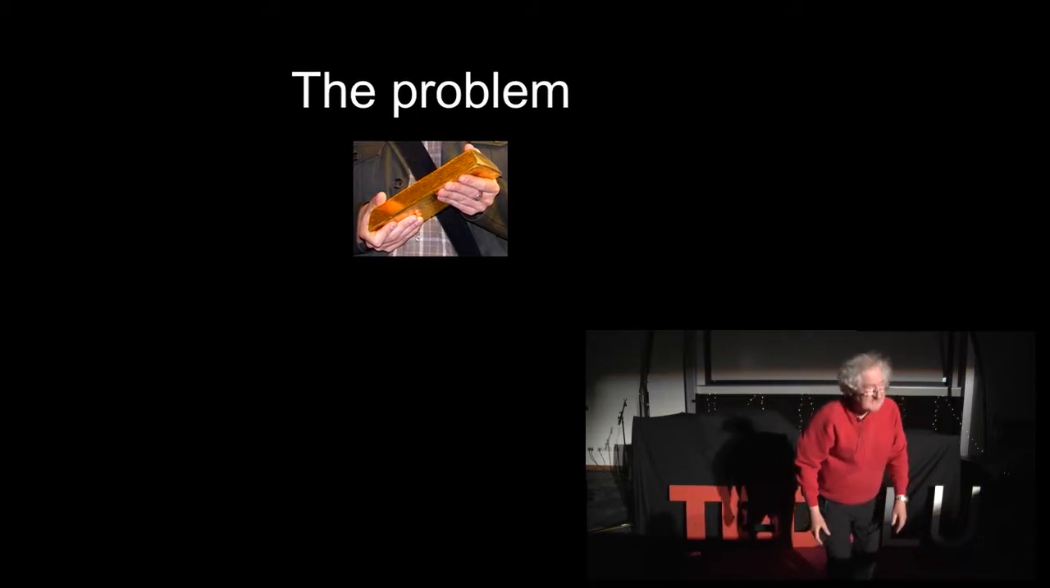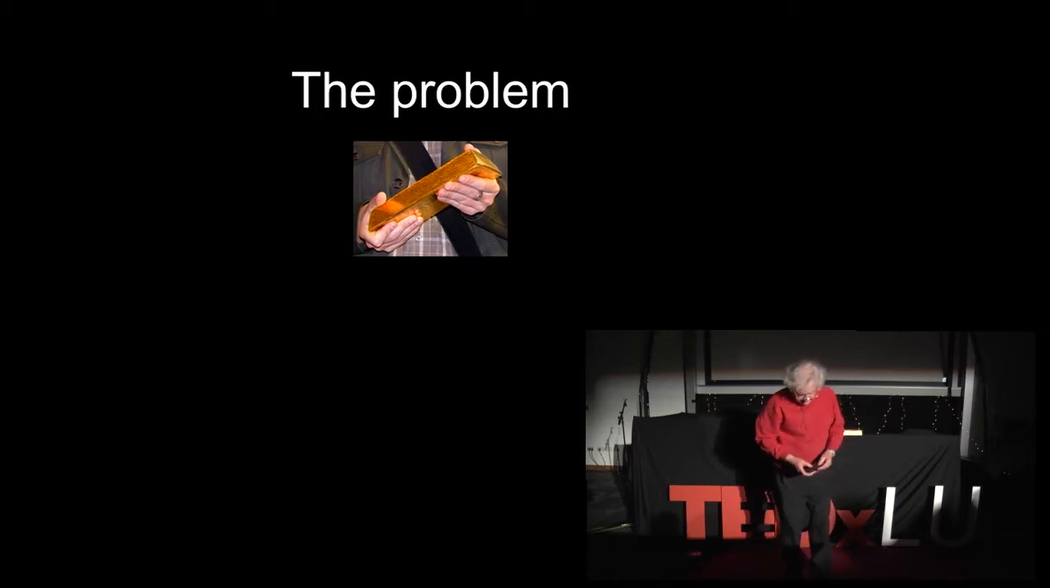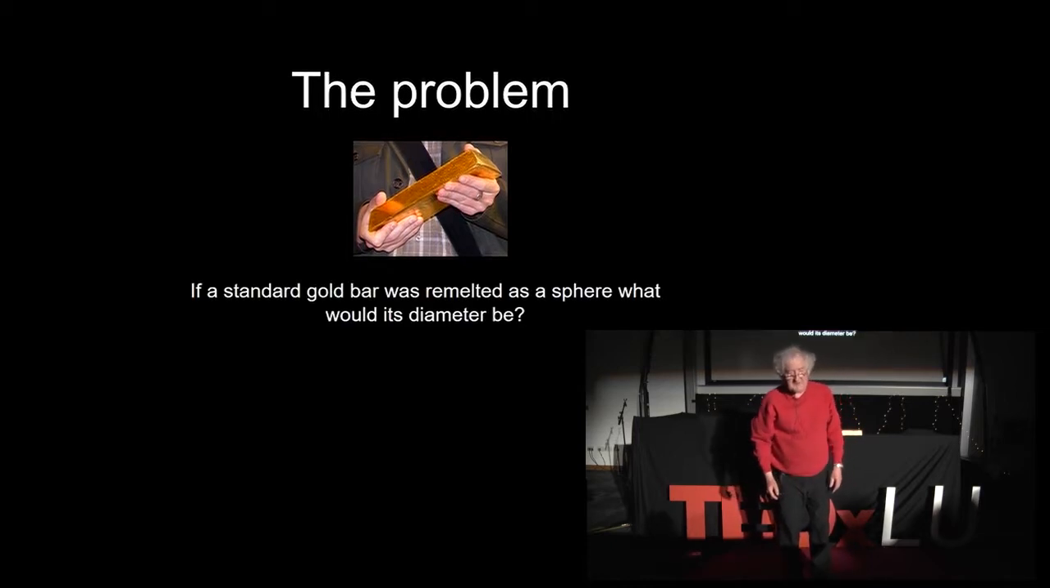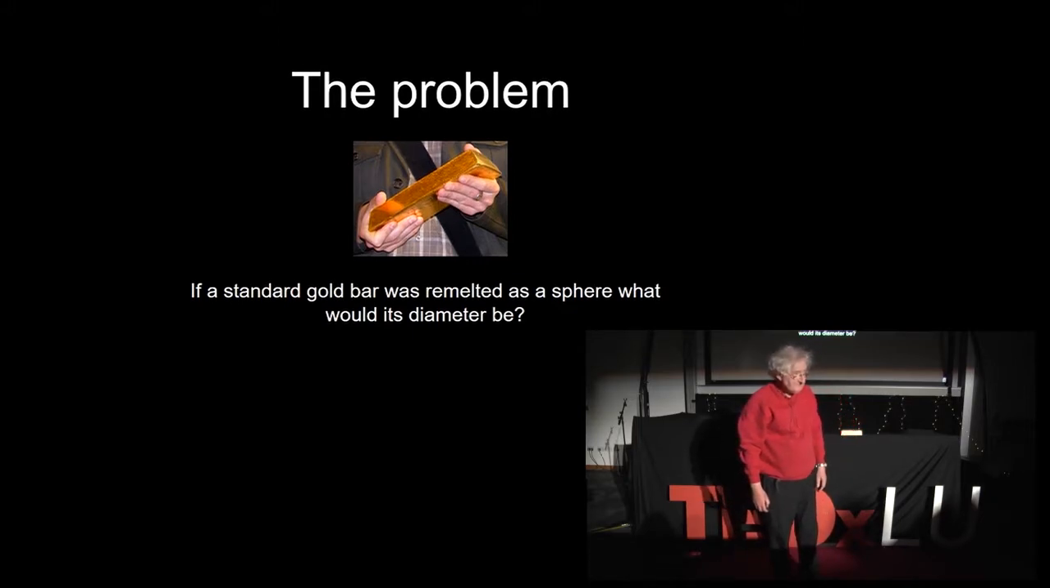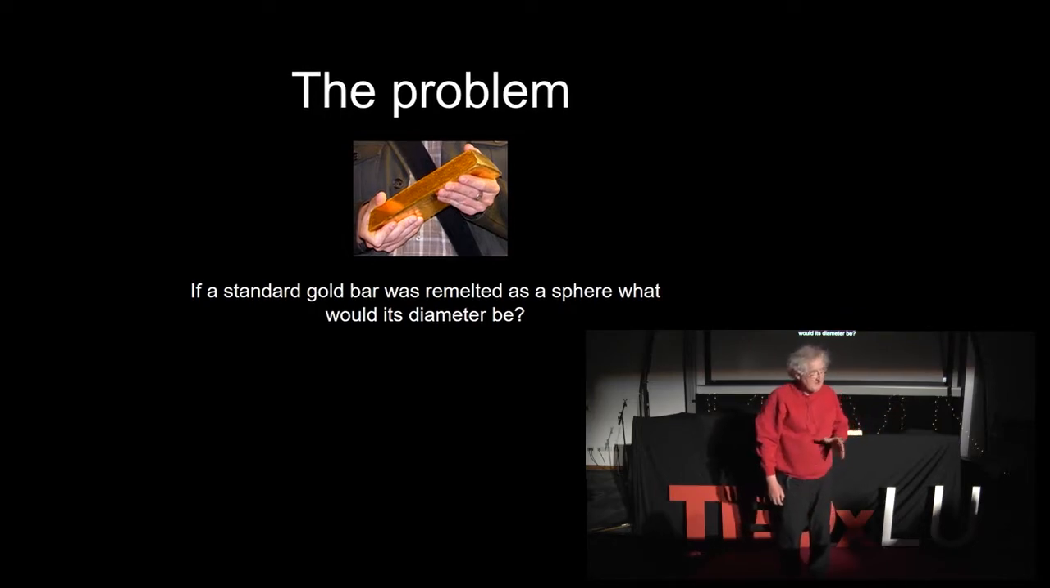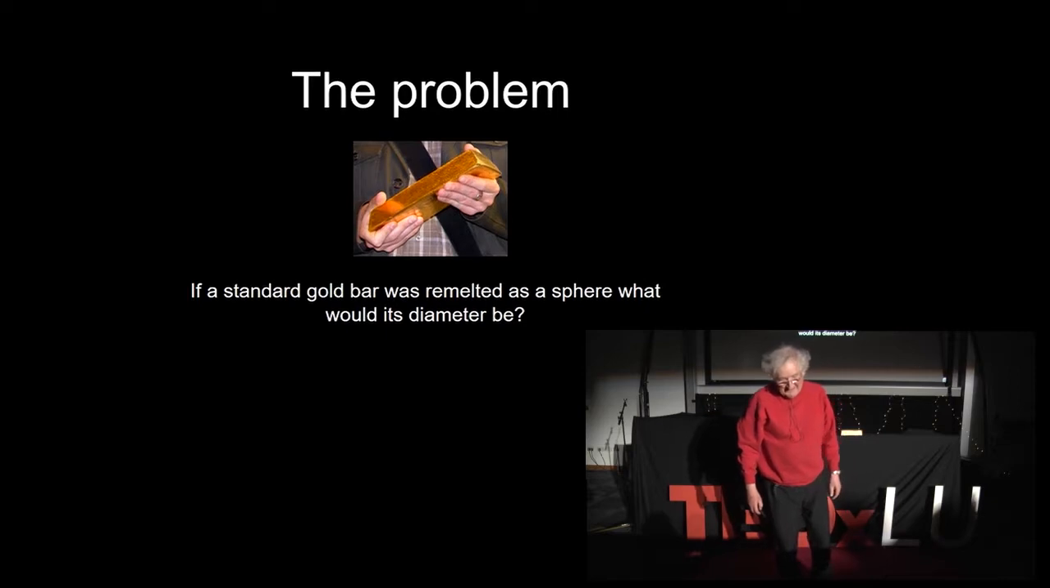A gold bar. And what I was asked to do was to find out its diameter if it was a sphere. So it gets remelted, gets recast as a sphere. What size would it be? It might be that the teacher had an idea that he would break in and remold all these gold bars and roll them out. I don't know.